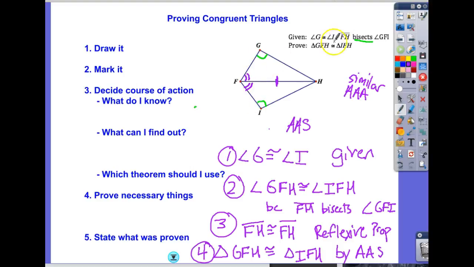Again, I needed to go through and find all the necessary stuff. These angles are congruent because it says so. These angles are congruent because this bisects here, so that cuts it in half. And this is congruent to itself. So I have angle, angle, side. That's why it's congruent. You need to state all those things, make sure everything that you need for whichever theorem that you pick is stated, and there's a reason.